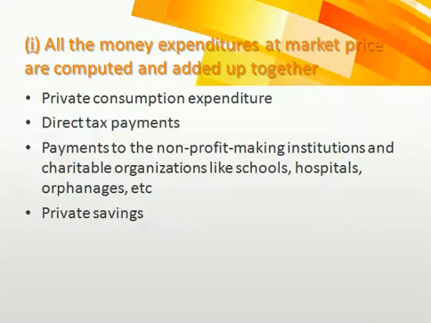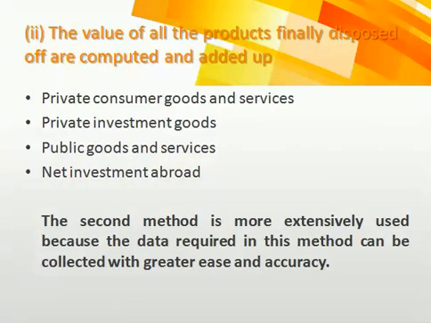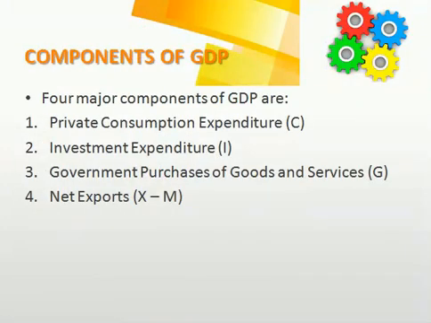This method is very difficult to find out, whereas this is quite easier to find out the value of the products and services. Okay, so these were the three methods in measurement of national income. Next, I come to components of GDP, and this is the last part of this module.